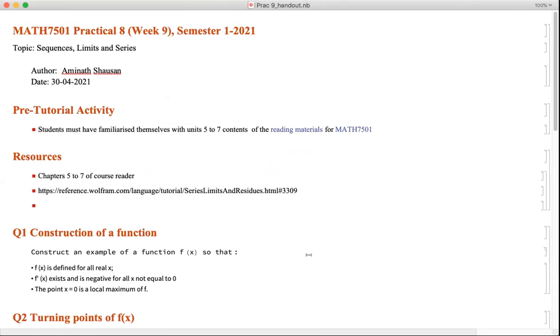Okay. First question is about constructing a function based on some properties where f(x) is defined for all real x. The first derivative of f exists and is negative for all x not equal to 0. The point x equals 0 is the local maximum of f. Okay, can you think of a function? If you want to talk, you can unmute and then share your thoughts.